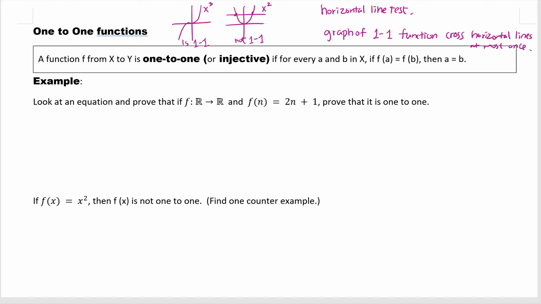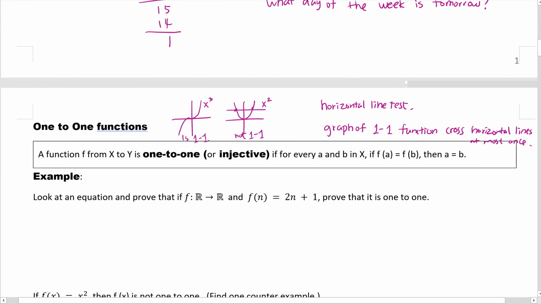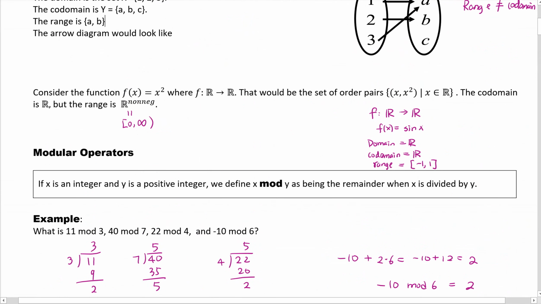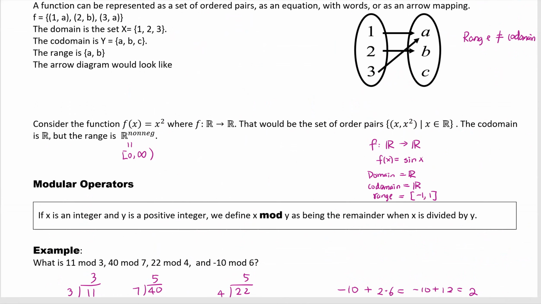There is also a vertical line test. If you remember, the vertical line test tells us whether a graph is a function. So let me put it down here. The graph of a function only intersects every vertical line at most once.